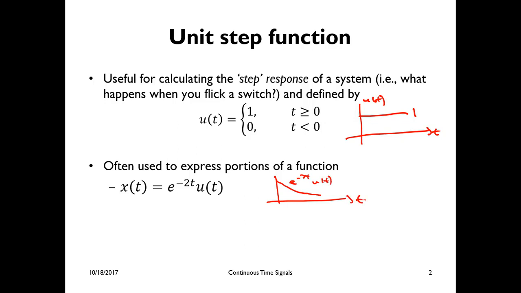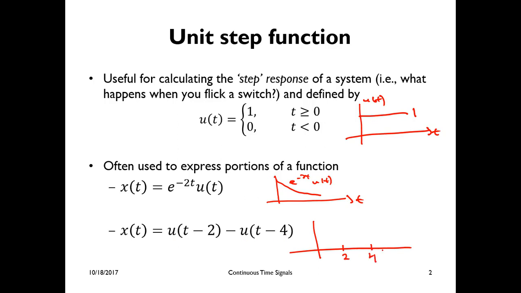I can also use the unit step function to define more complicated types of functions. So here's an example where I have my unit step function delayed by 2 units of time and my unit step function delayed by 4 units of time. And if I take the difference, for t less than 2 or for t greater than 4, I'm going to have 0. But for t between 2 and 4, I'm simply going to have unit amplitude 1. So I can use the unit step function to define a square or a rectangular pulse.